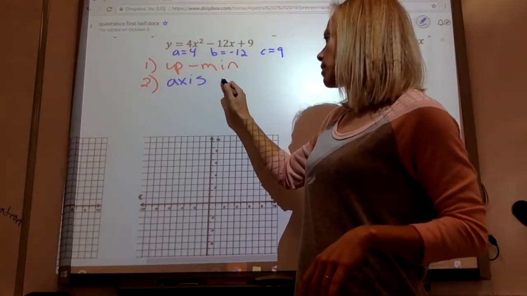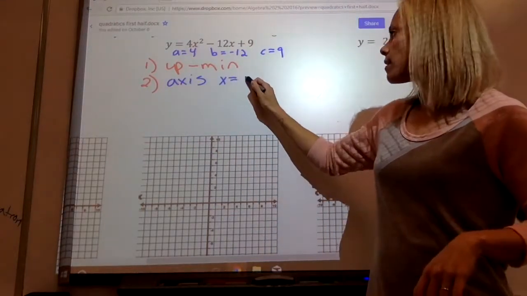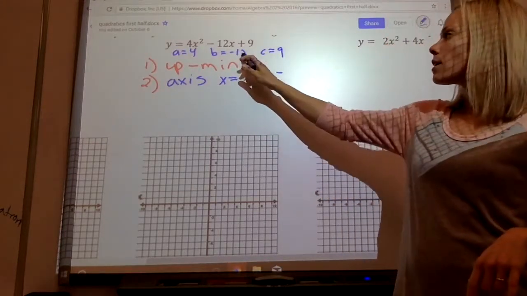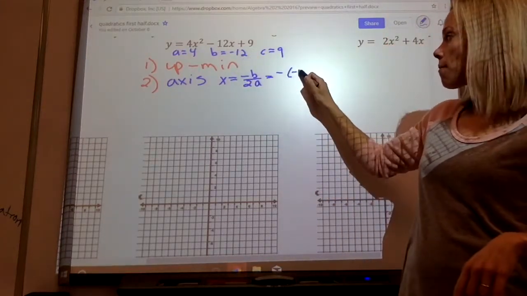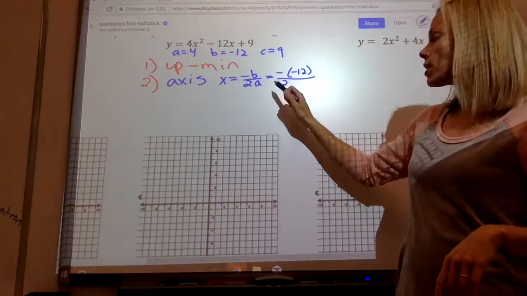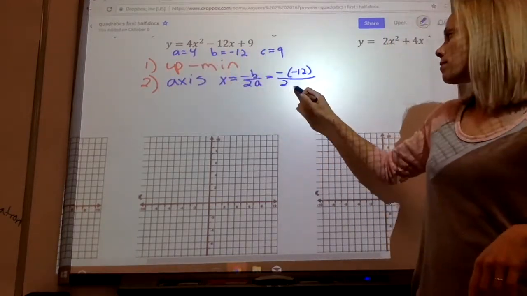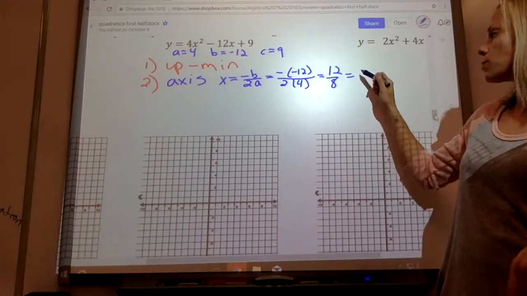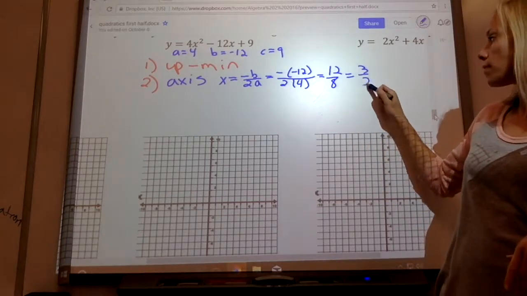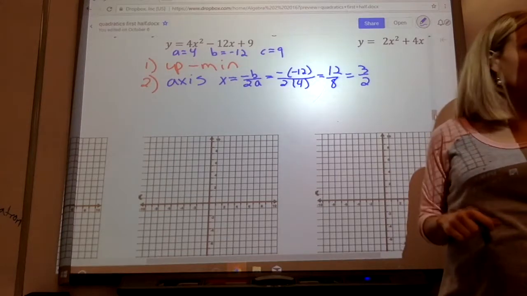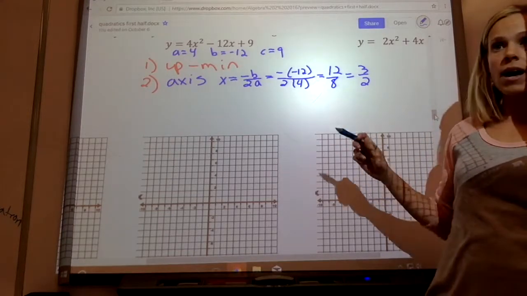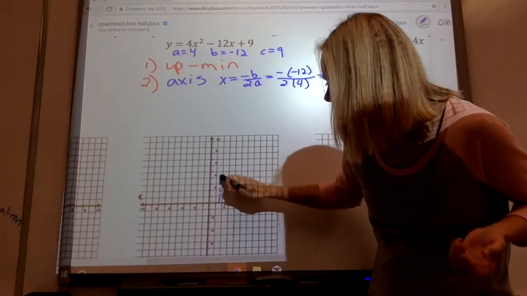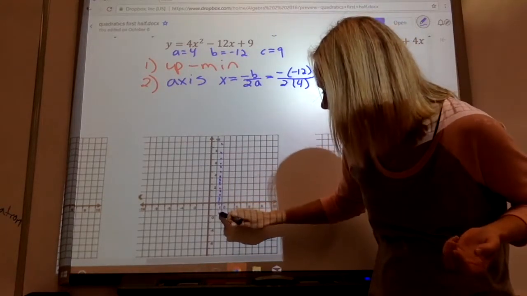The axis of symmetry is negative b over 2 times a. So that's a negative negative 12 over 2 times a, which is 4. So that would be 12 over 8, which reduces down to 3/2. Okay. And once I have that axis of symmetry of 3/2, I can graph 1.5. So I can graph that in.